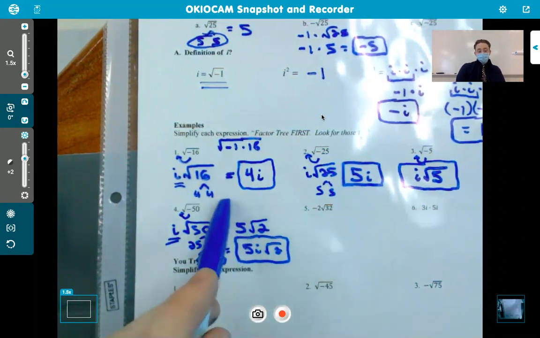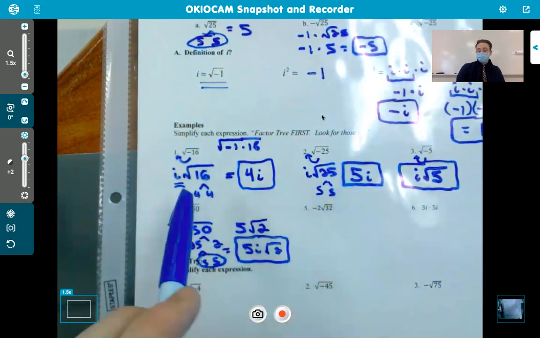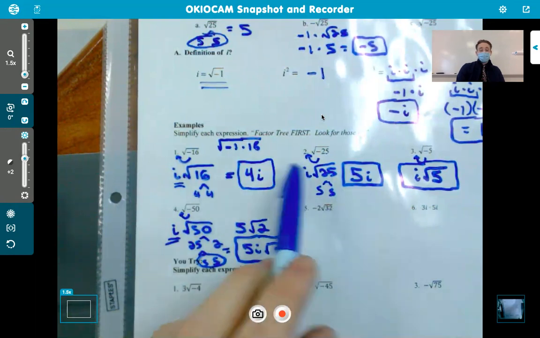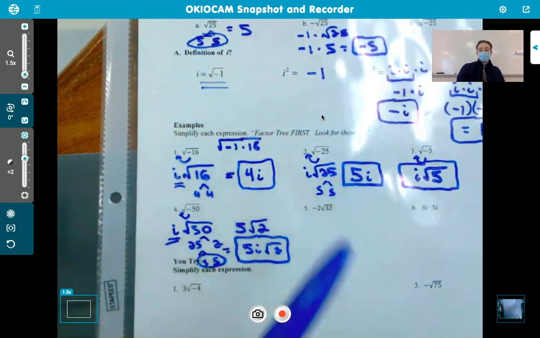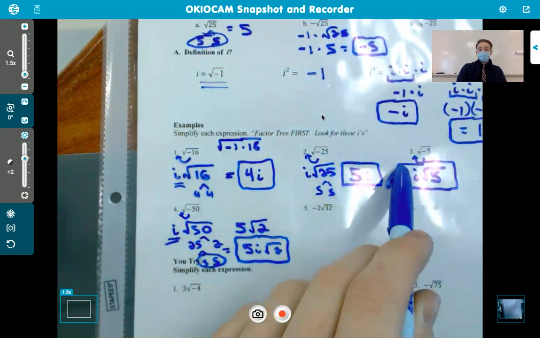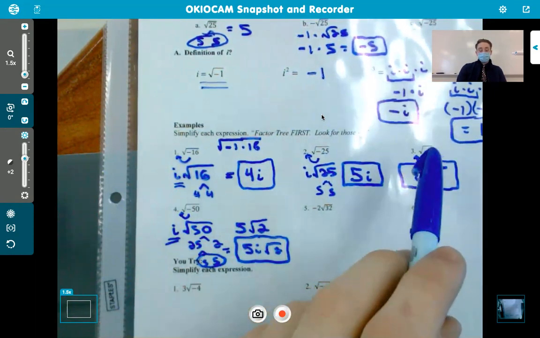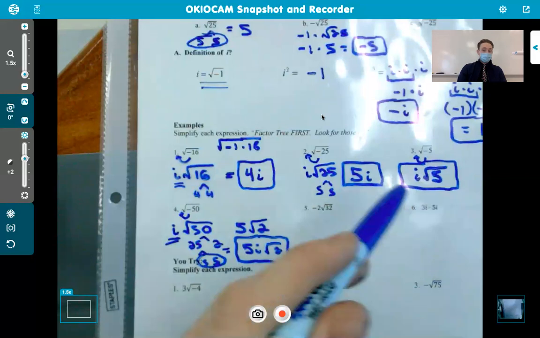So we've seen a couple examples here where I have a perfect square, right? I take out an i and I have a perfect square inside my parentheses. I have 4i and 5i. We've seen an example where we're left with a prime number inside my square root after I take the i out. I just leave it as such.